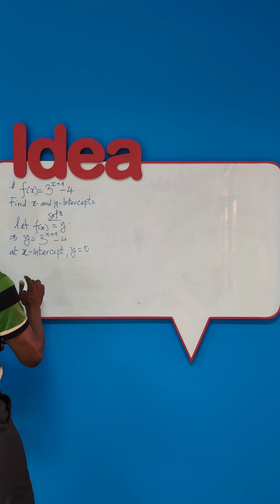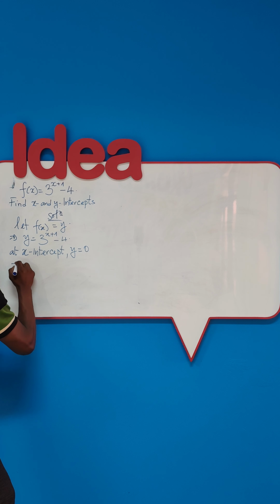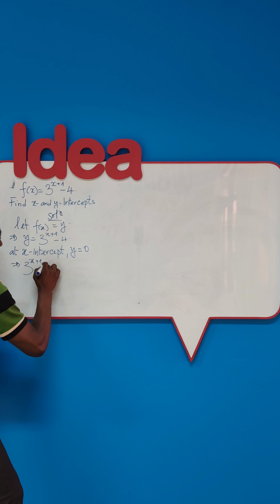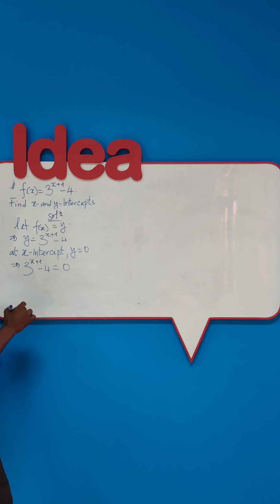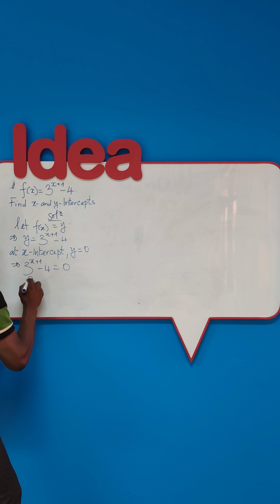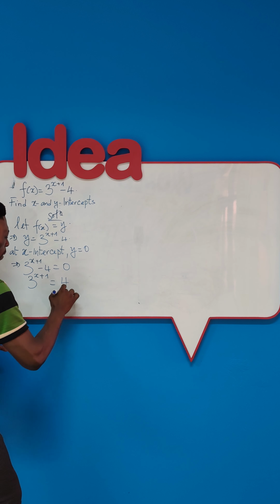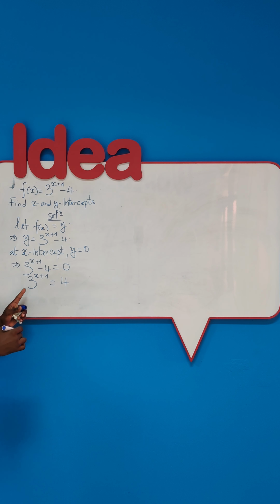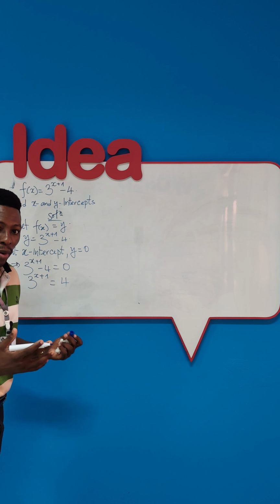So let's keep going. This means 3 to the power x plus 1, minus 4 is equal to 0. We start by sending negative 4 to the other side. We're going to have 3 to the power x plus 1 is equal to 4. At this point, in my previous video, I said you have to ensure that both bases are the same. But if they're not equal, do not panic. We're going to introduce the logarithmic function here.